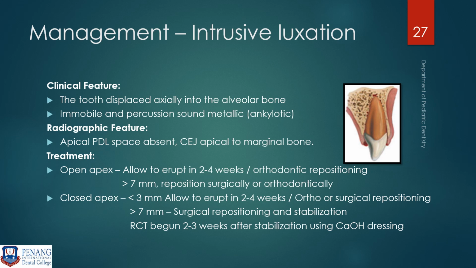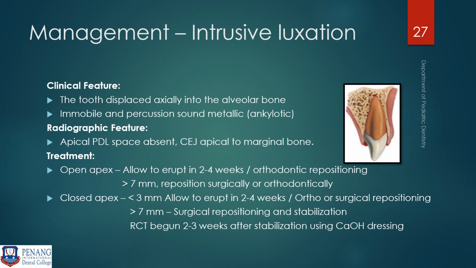The situation is much better for the open apex because the apex of the tooth is wide open, the blood circulation is still there, and the tooth will live. You will have the closure of the apex in due course. But if the apex is closed, then we have a problem. So if the intrusion is less than 3 millimeters, the chances are that the tooth will erupt on its own into the normal occlusion in 2 to 4 weeks. And if it does not happen, then we have to go for orthodontic repositioning or a surgical repositioning.